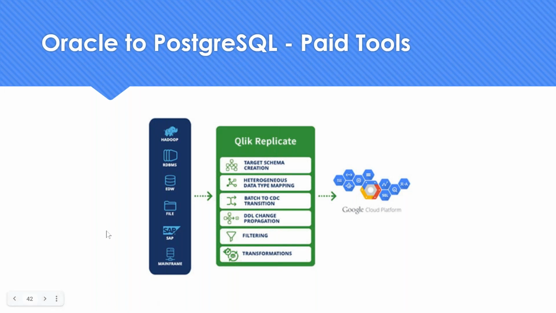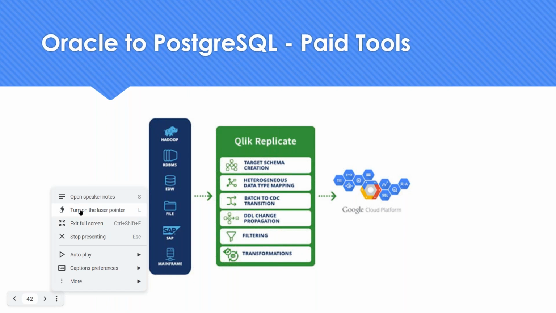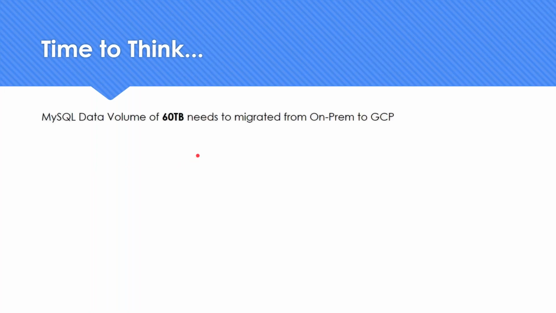So, just a quick time to think. The first question is something like this. MySQL data volume in your on-prem is around 60 terabytes. This needs to be migrated from on-prem to GCP. The database is MySQL, very clear. If you want to assume a version, you can assume it as 5.7. 5.7 is the database version which is available in GCP, but the volume is 60 terabytes. How do you migrate this?